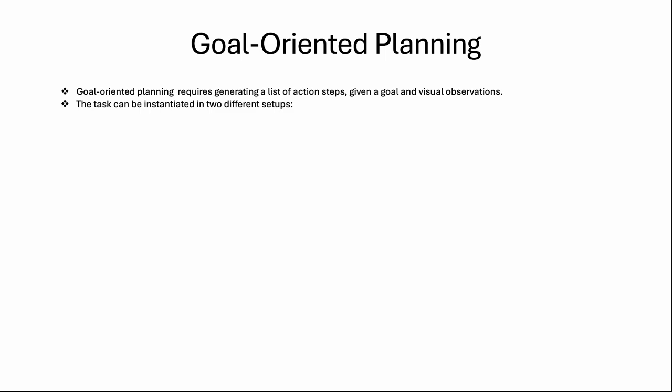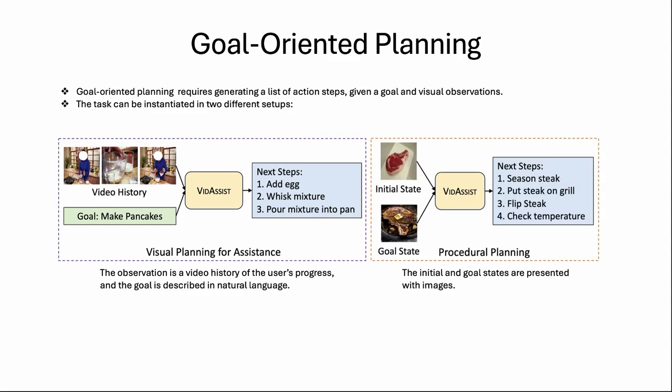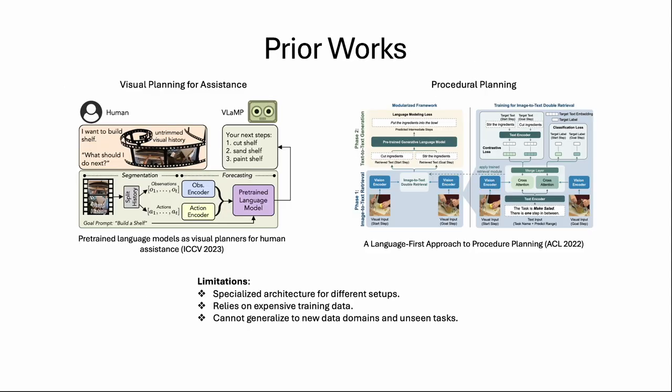Depending on the specification of the current observation and the desired goal, the task can be instantiated in two different setups. Visual planning for assistance, where the current observation involves an untrimmed video history of users' progress and the goal is described in natural language. And procedural planning, where the initial and the goal state are presented with images.